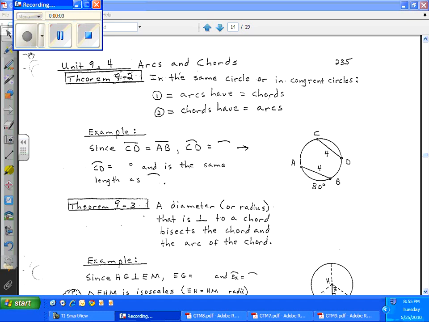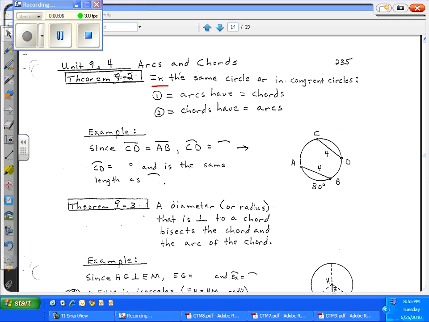Arcs and chords. Theorem 9-2. In the same circle or in congruent circles, equal arcs have equal chords, and equal chords have equal arcs.